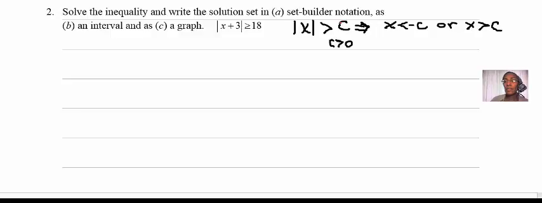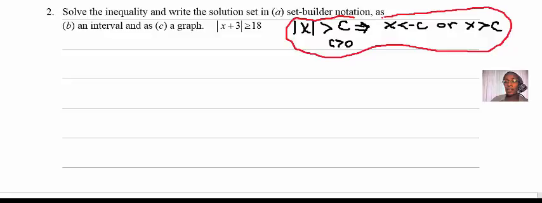Now this greater than symbol could be replaced with a greater than or equal to, as we see is the case in our inequality that we're solving. So I'm going to rewrite this so I have the absolute value expression isolated on the left side of the inequality, and I'm going to rewrite this as the equivalent compound inequality.